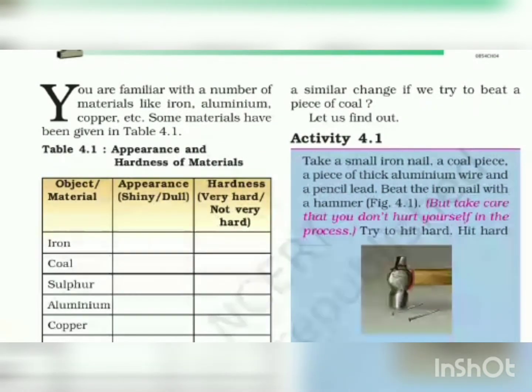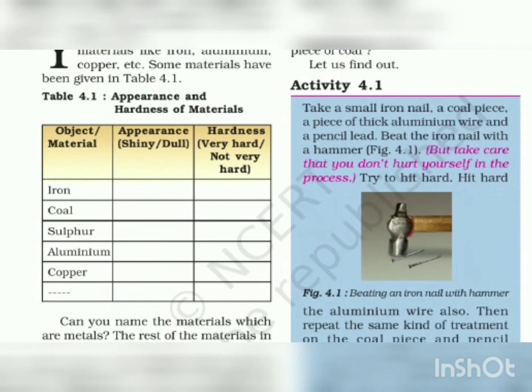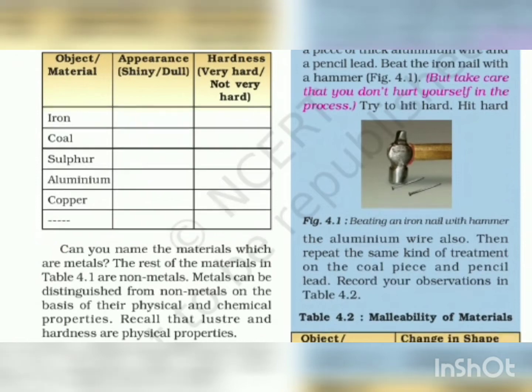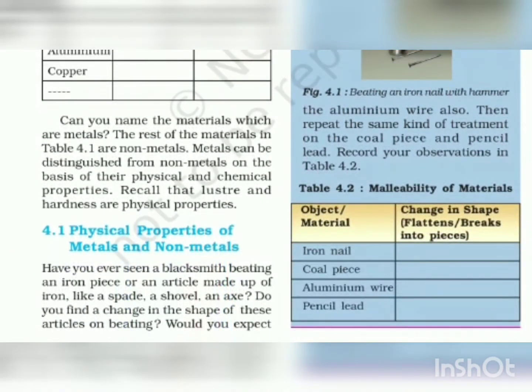That is activity 4.1. First we will take a small iron nail, a coal piece, a piece of thick aluminum wire and a pencil lead. Beat the iron nail with a hammer. Take care that you don't hurt yourself in the process. Try to hit hard, very hard, the aluminum wire also. Then repeat the same treatment on the coal piece and the pencil lead. Record your observation in the given table.